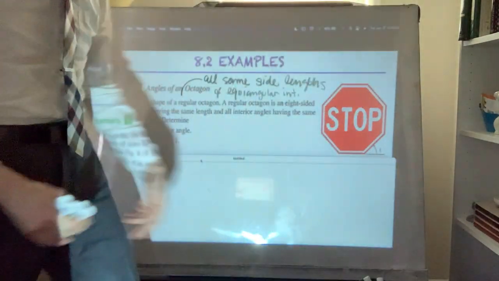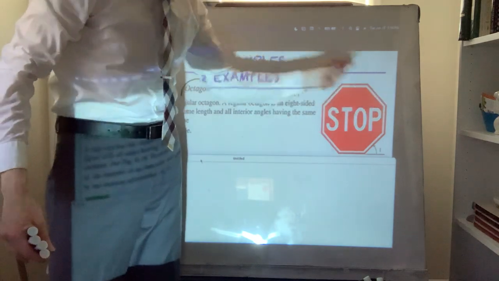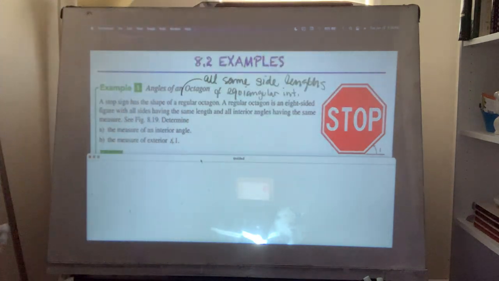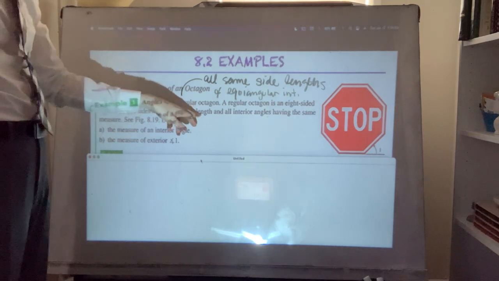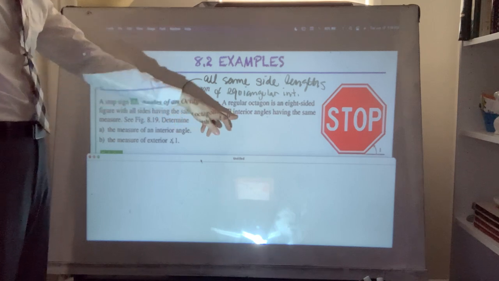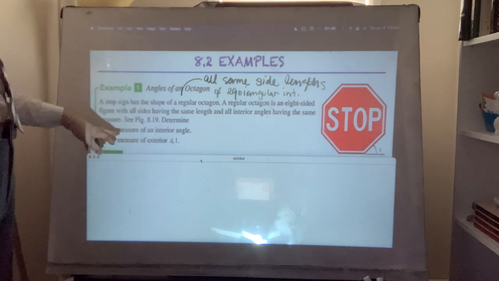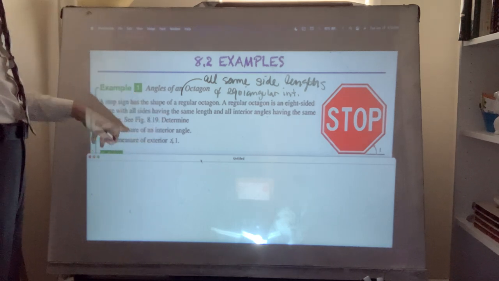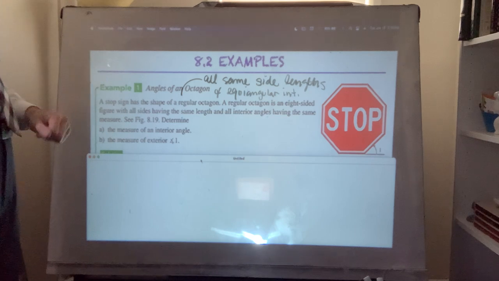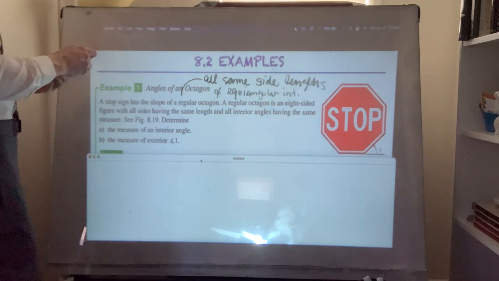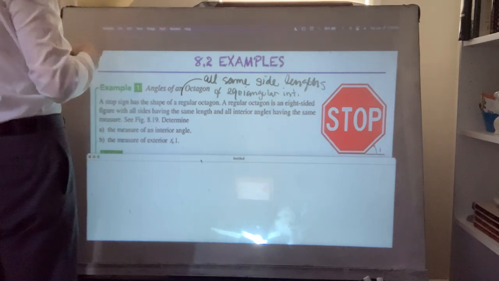So you can count on the angle in here, in here, in here, in here, consistently being the same thing. A regular octagon is an eight-sided figure with all sides having the same length, and all interior angles having the same measure, that's equiangular. A, determine the measure of an interior angle. We would use the formula from before.